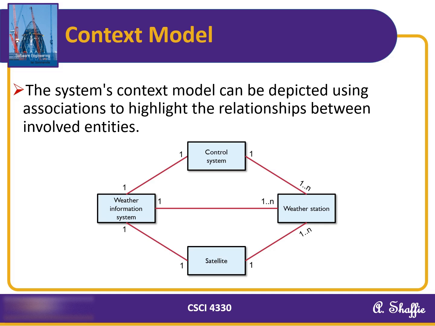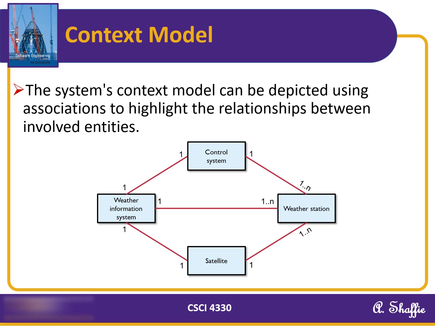This diagram illustrates the relationships between the key entities in the system's environment. It's a block diagram designed to visually represent the association and interaction among these components. The central entity here is a weather information system, which communicates with all other entities in the system. First, we have the control system, which supervises and interacts with multiple weather stations. The cardinality here is 1 to many, indicating one control system managing multiple stations.